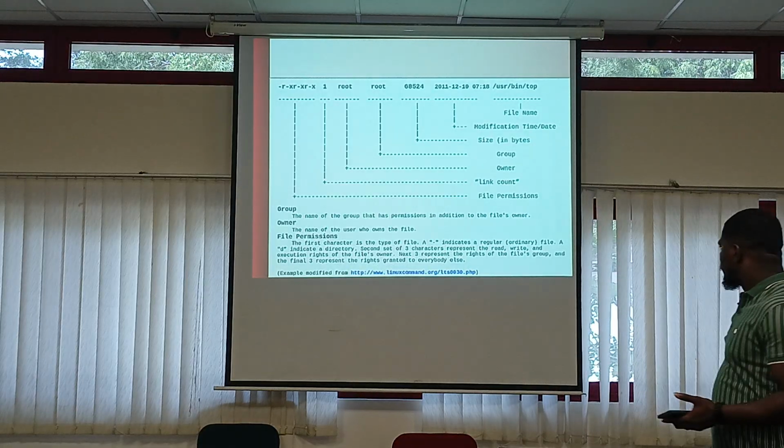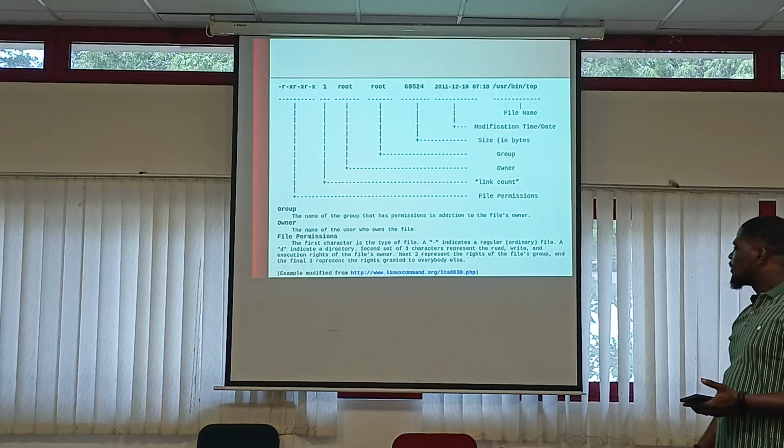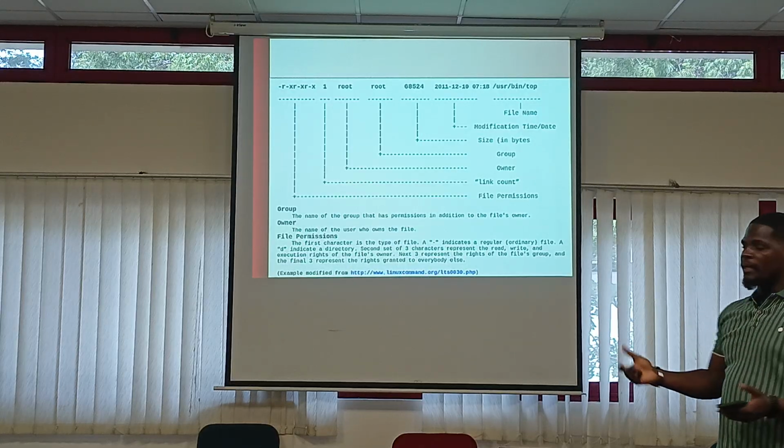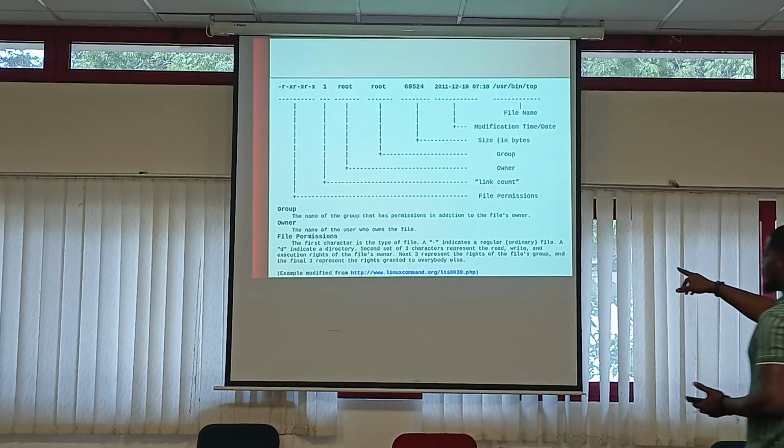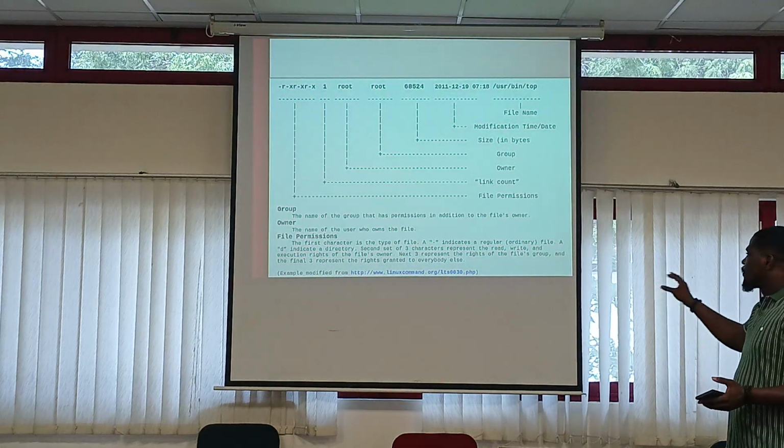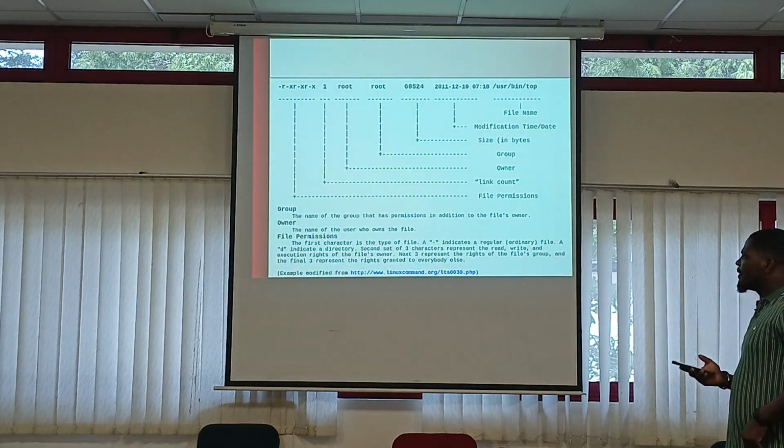If it's D, it's a directory. If it's C, it's a character file. There's a lot of them in the kernel. The first one, a dash, indicates a regular file, an ordinary file, and the D indicates a directory.